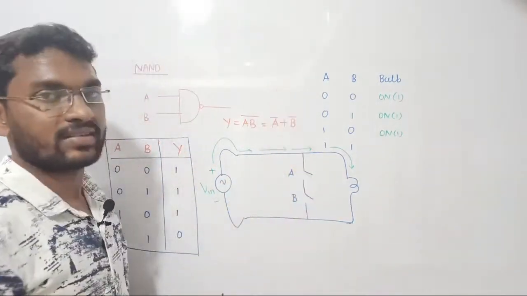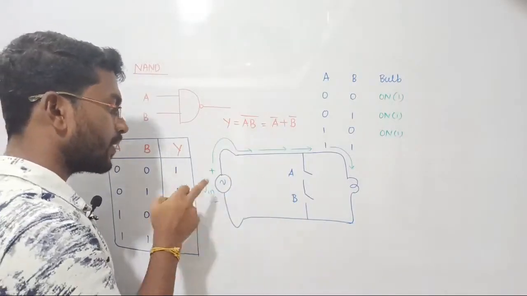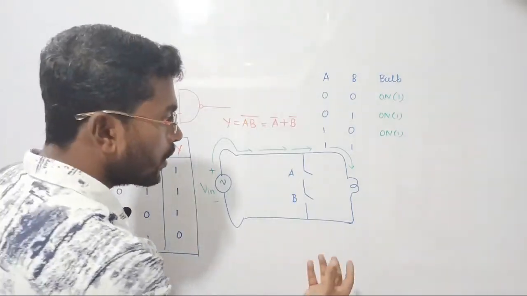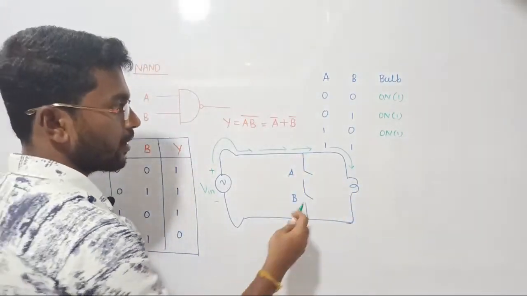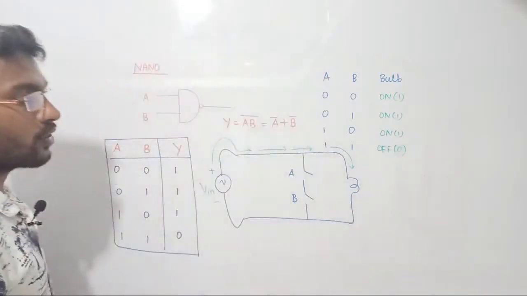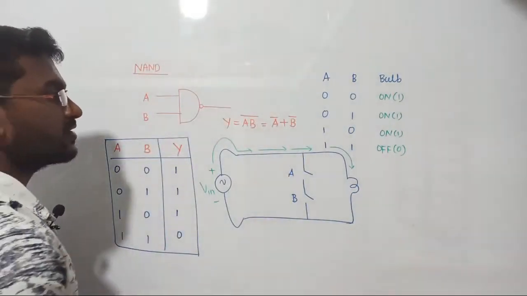Whenever you are closing a short circuit line, automatically the entire current supplied by the source will start flowing through the short circuited line. So your bulb won't glow, automatically it will be turned off. Your bulb will become off state. So that is called zero state. Do you all agree with me? Yes, right? So that is the correct statement.